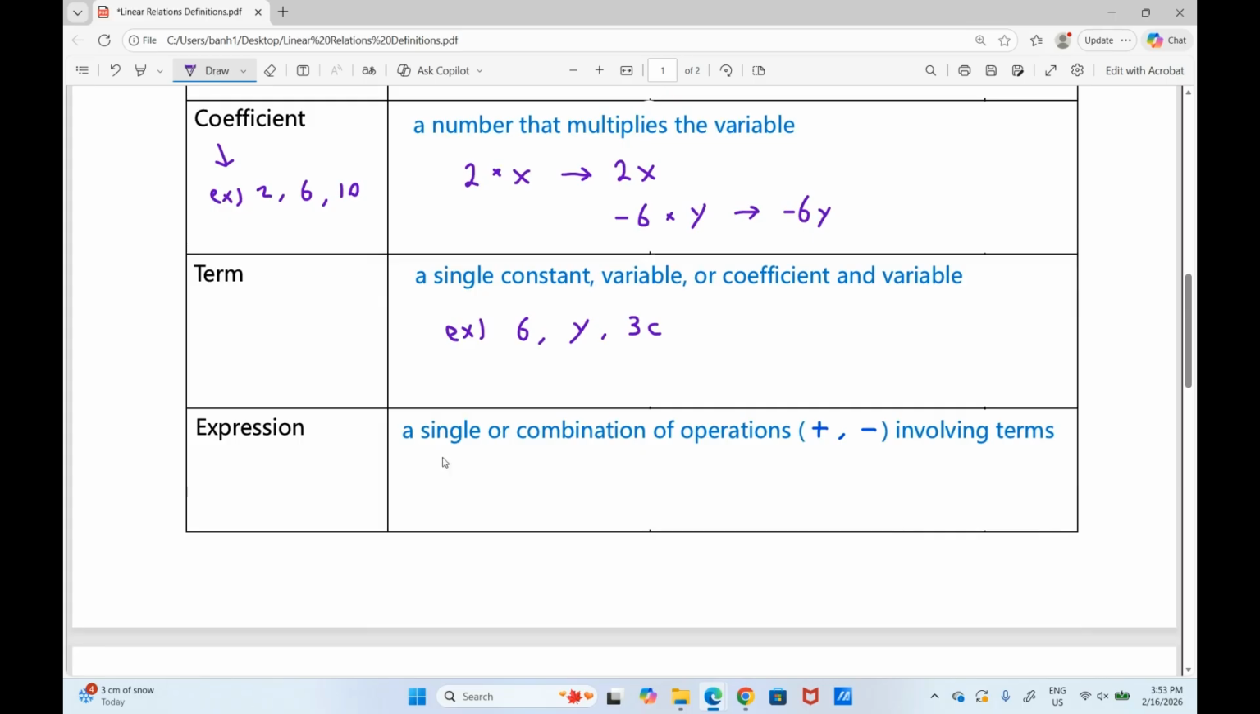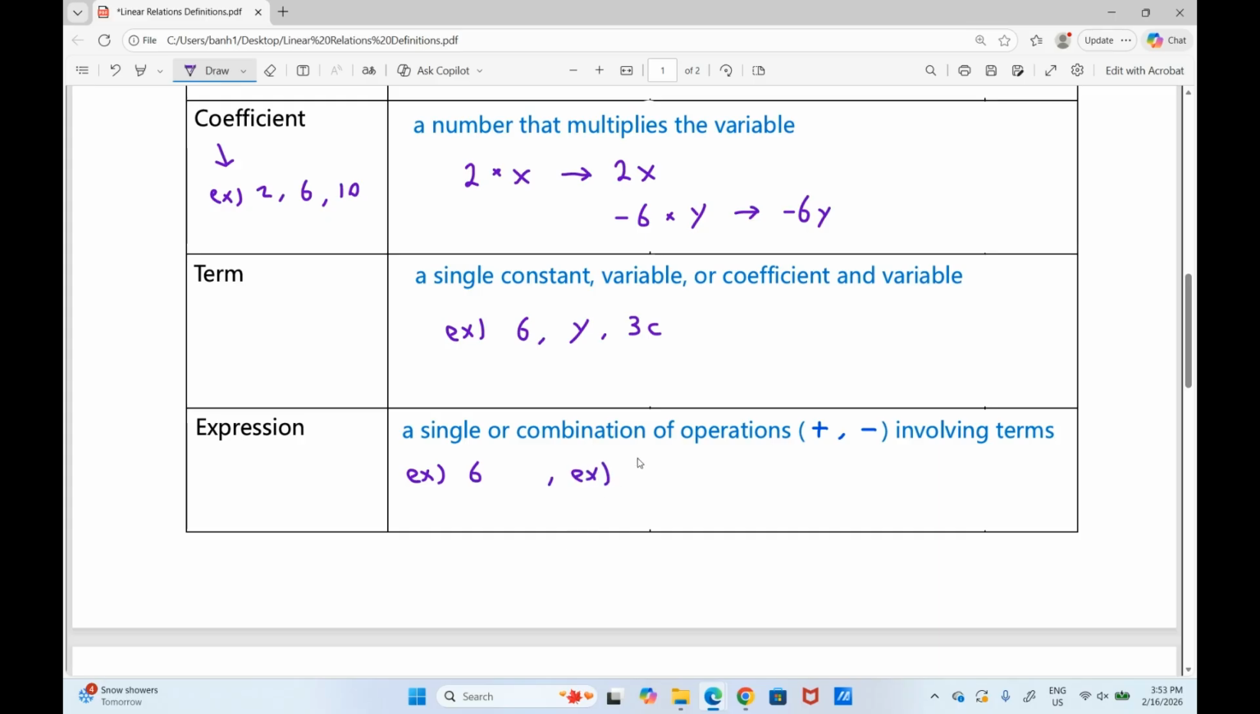An expression is a single or combination of operations using plus or minus that involves terms. So an example of an expression could have multiple terms. An example of an expression could just be 6. I could just leave that. That could be called an expression.